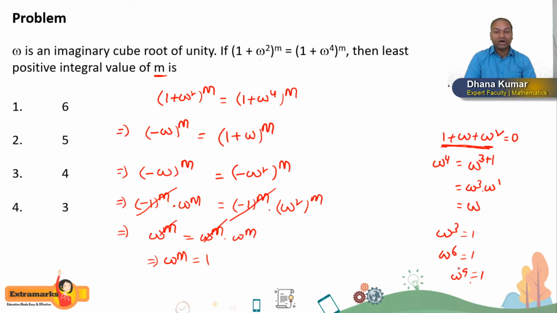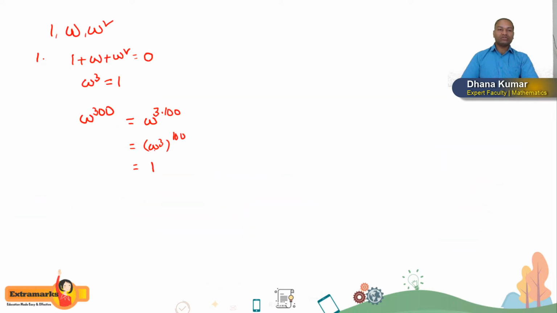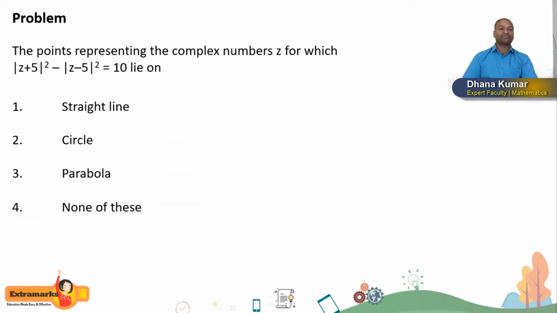3 or 6 or 9, or is there any other value? That is important. Here the condition is what? Least positive value. So out of 3, 6, 9, the least value is what? 3. Therefore m is equal to 3. So the fourth option is correct. Now, do you understand my point? m is equal to 3. Fine. Now let us come to one more question.